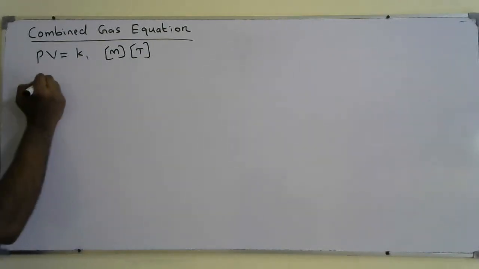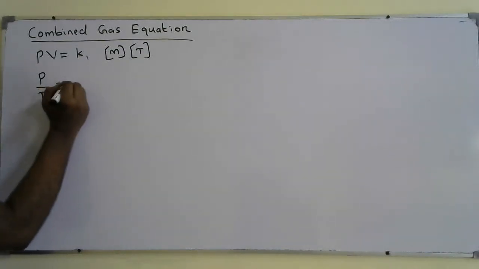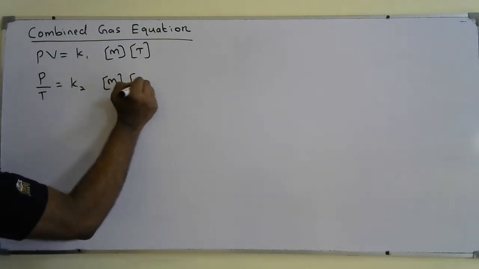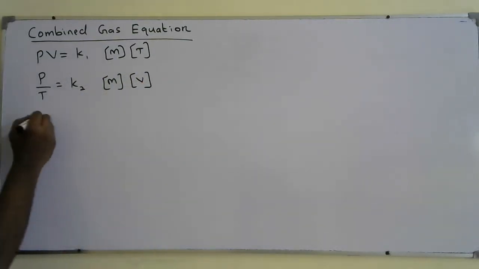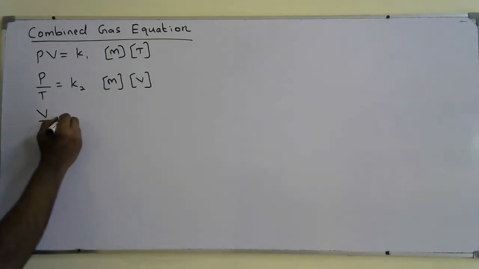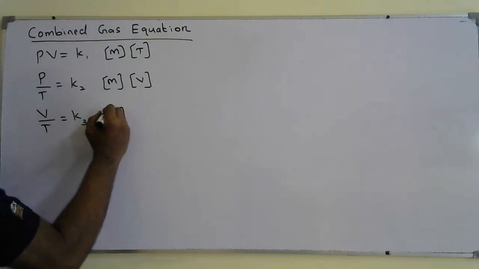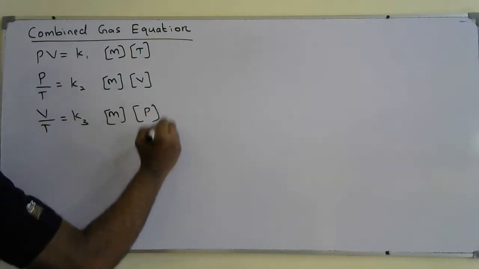According to the pressure law, P over T is equal to a constant. Let it be K2, where mass and the volume should remain constant. According to Charles's law, V over T is equal to a constant, K3 I can say. The mass and the pressure remain constant.